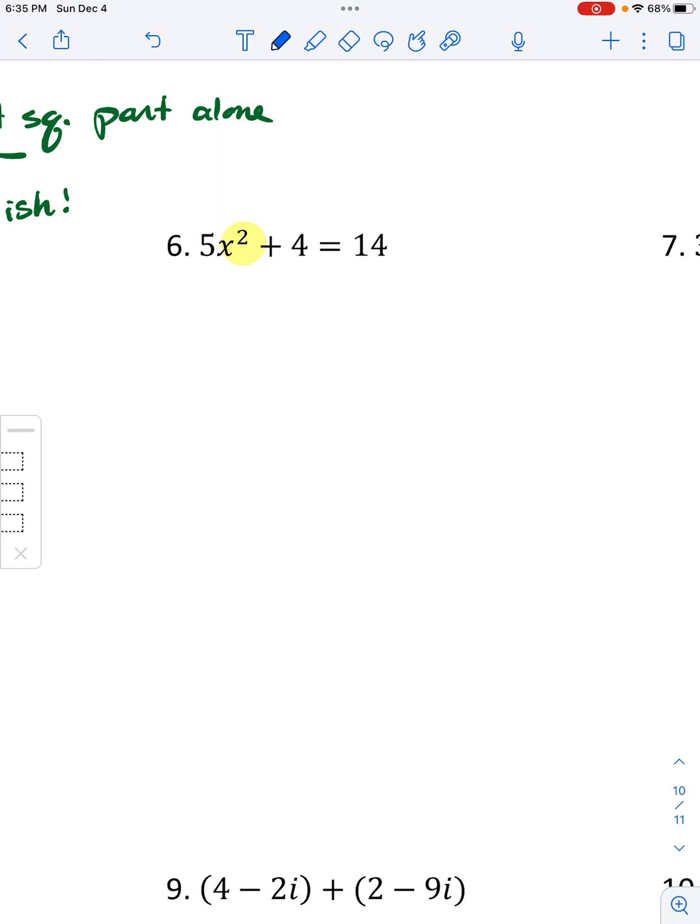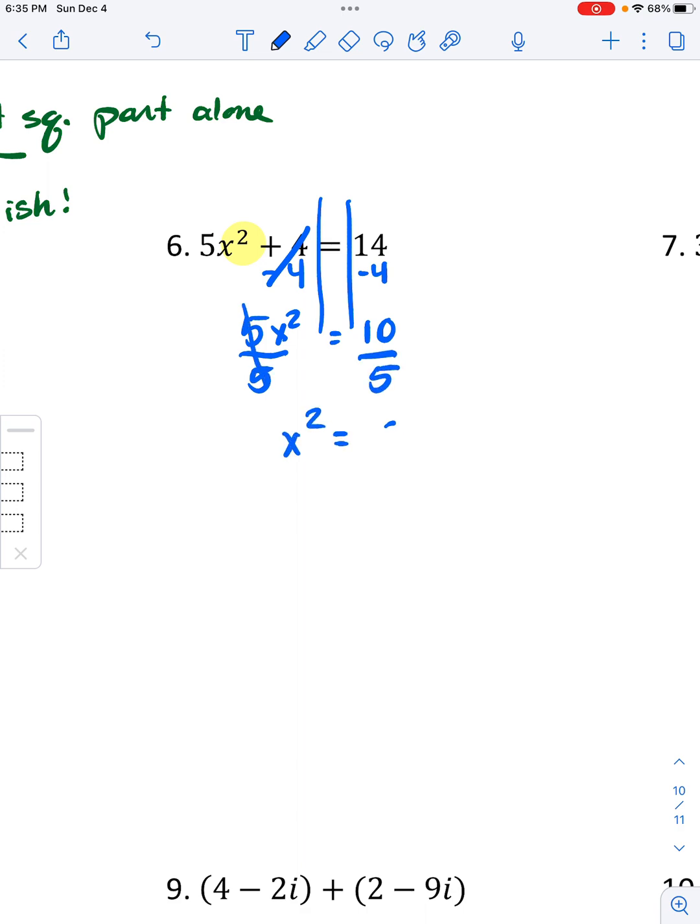Okay, here, the squared part is just the x squared. So I have to get rid of the 5 and the 4. So think about math, like you've done this forever. To get rid of these numbers, you would get rid of the 4 first because it's the farthest away. Like the 5 is attached to it, so that's going to be the last thing that leaves. Because it's multiplied in, you're going to divide it out. X squared equals 2. So now I have the square part alone.